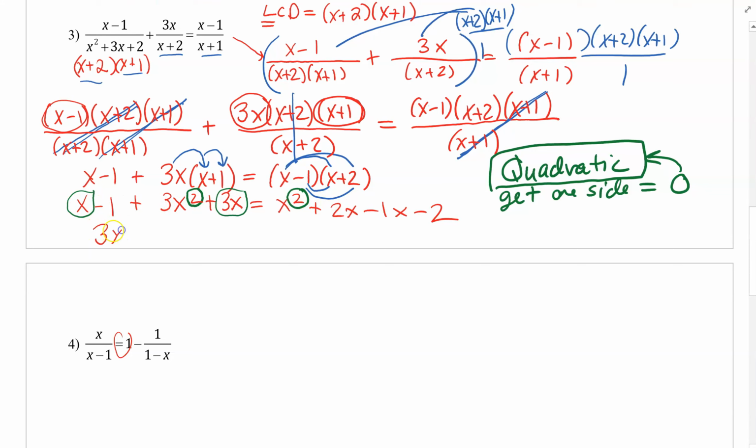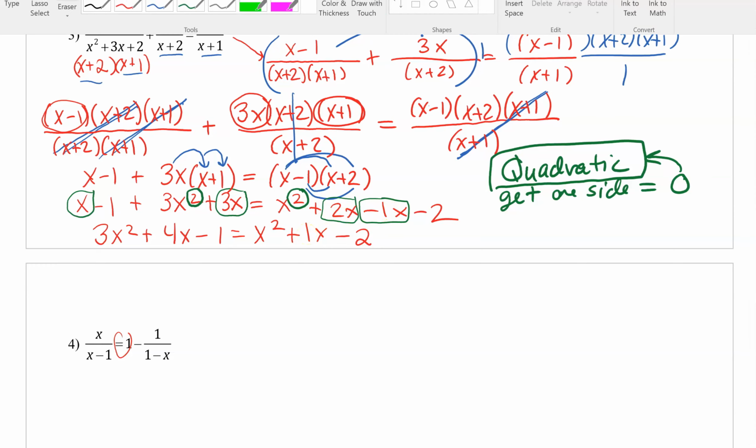So on the left side, I have 3x squared plus 4x because I added 1x and 3x. Minus 1, because that's not a like term with anything. On the right side, I can add the 2x together with negative 1x. And then I have x squared plus 1x minus 2, because 2 minus 1 was 1.